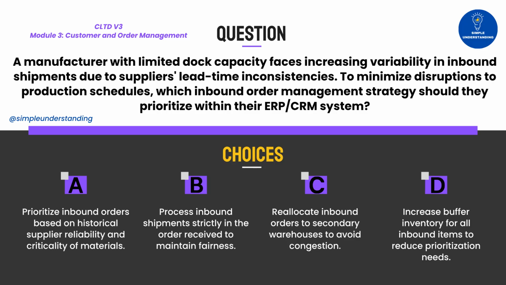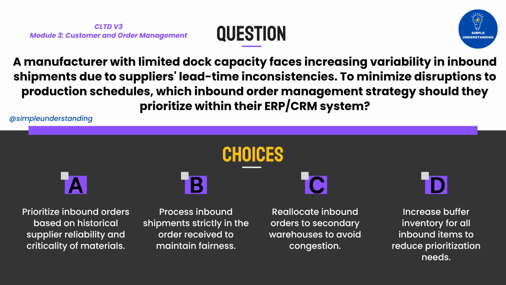Question 3. A manufacturer with limited dock capacity faces increasing variability in inbound shipments due to suppliers' lead time inconsistencies. To minimize disruptions to production schedules, which inbound order management strategy should they prioritize within their ERP/CRM system? A. Prioritize inbound orders based on historical supplier reliability and criticality of materials.